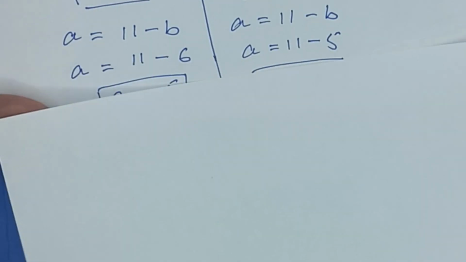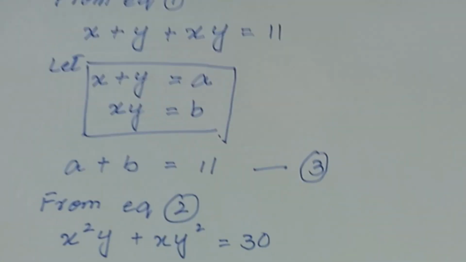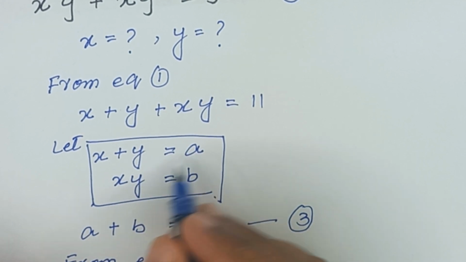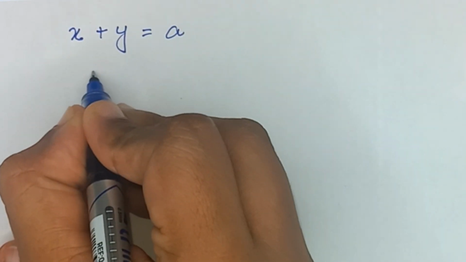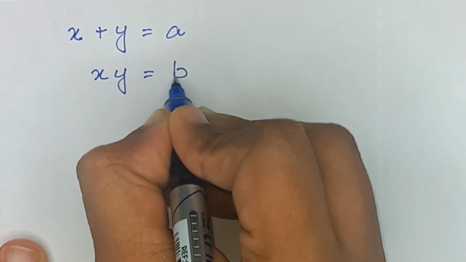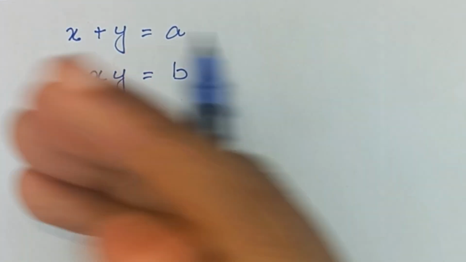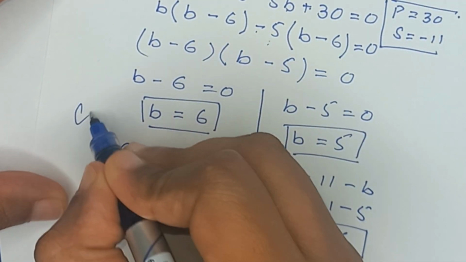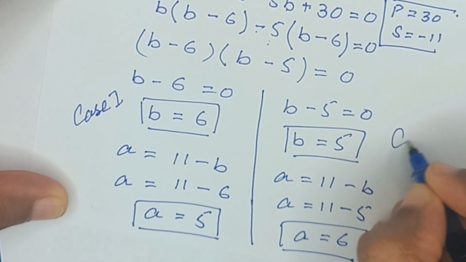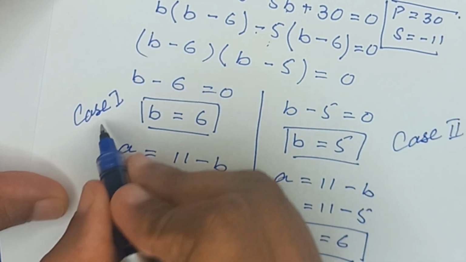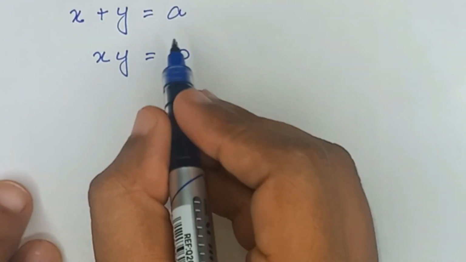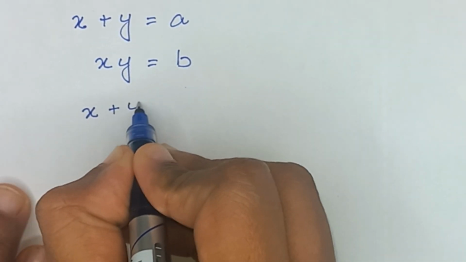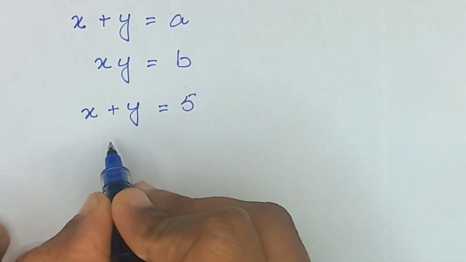But if we recall that x plus y is equal to a and xy is equal to b, according to case 1 and case 2. According to case 1, where b is equal to 6 and a is equal to 5, it will become x plus y is equal to 5 and xy is equal to 6.